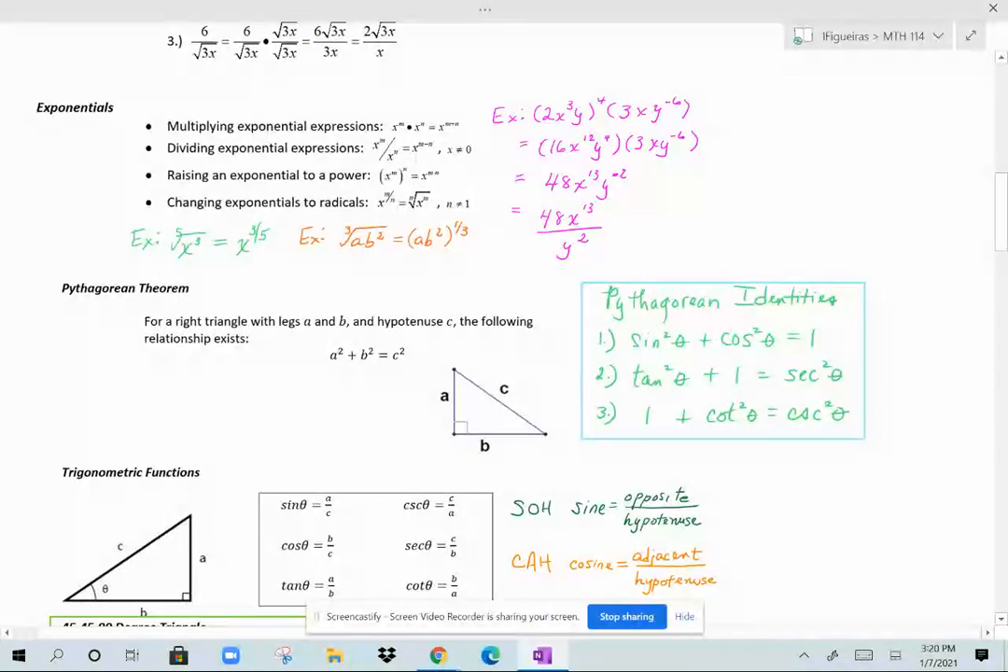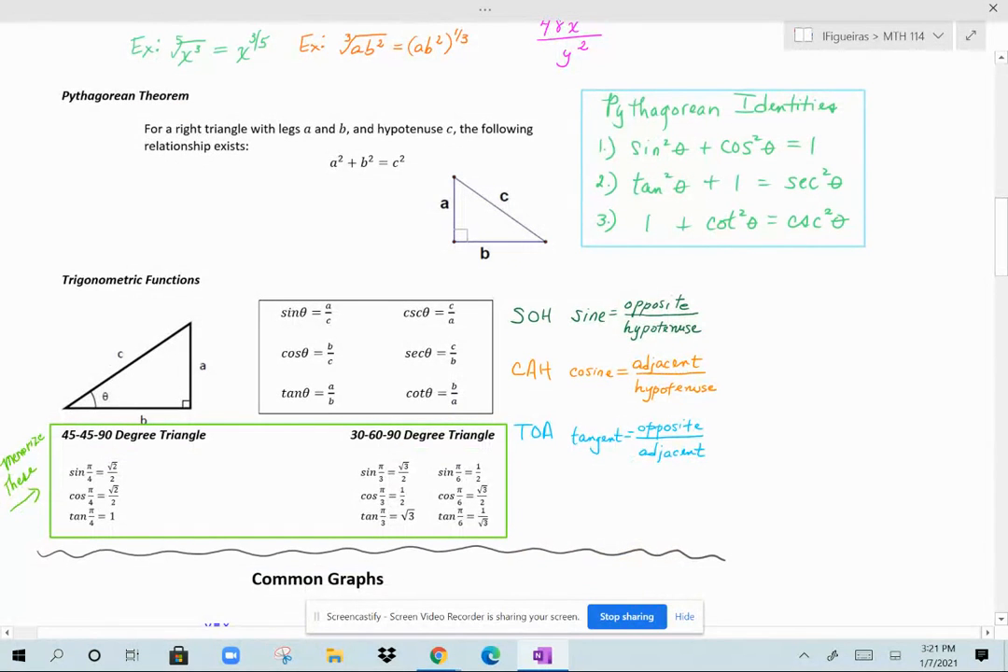And then there are identities regarding the Pythagorean theorem and the trig functions. These are called the Pythagorean identities. The first one is that sine squared of theta plus cosine squared of theta is equal to 1. The second one is tangent squared of theta plus 1 equals secant squared of theta, and 1 plus cotangent squared of theta equals cosecant squared of theta. So these three identities will be really important for you to have memorized and be really familiar with, because sometimes we use them to make substitutions.